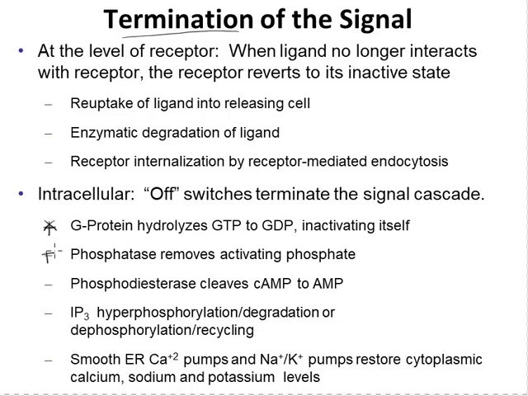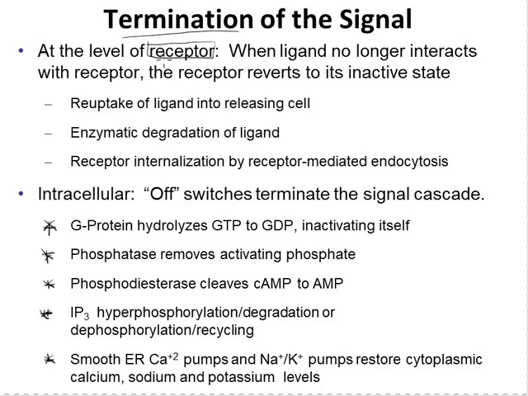For every kinase, there's a corresponding phosphatase that reverses its phosphorylation. Cyclic AMP is cleaved and deactivated by phosphodiesterase. IP3 can be degraded or recycled and reused in the cell. And finally, restoration of cellular ion concentrations by active transport pumps terminates signaling that relies on flux of ions like sodium, potassium, and calcium.